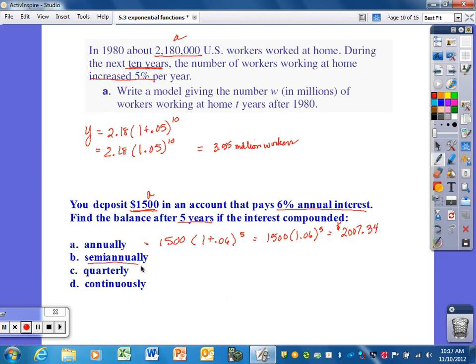Now semi-annually, semi means twice. So this is twice a year. So I still have my initial amount of 1,500, adding to that 100%, 6%, but now I get it 2 times in the year. So I have to divide this rate by 2 because I only get half of it every time I get paid, but I also get twice as many payments in those 5 years. So this gives me 1,500 times, 0.06 divided by 2 is 0.03, 1.03 to the 10th, which is $2,015.87.